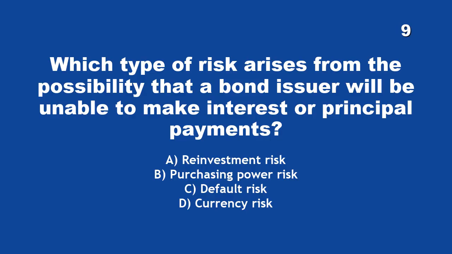Which type of risk arises from the possibility that a bond issuer will be unable to make interest or principal payments? Option A, reinvestment risk. Option B, purchasing power risk. Option C, default risk. Option D, currency risk. The correct answer is C, default risk.